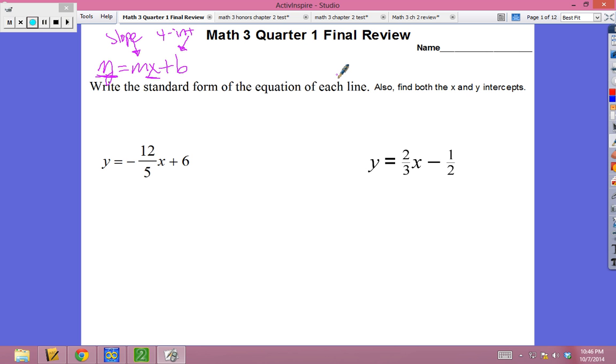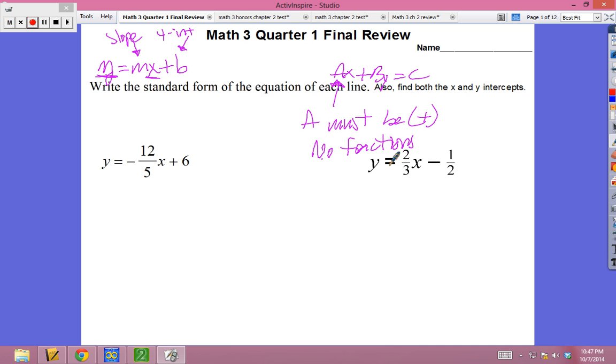Okay, your second one is standard form, and that's ax plus by equals c. And this one is a little picky because a must always be positive. The sign's got to be positive a. That's the only one that they worry about. And then you can absolutely have no fractions.